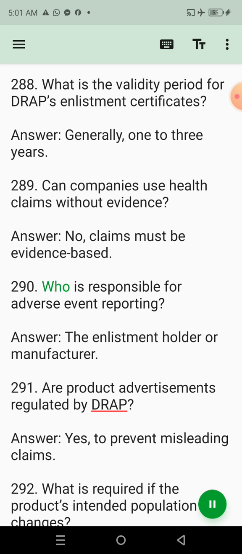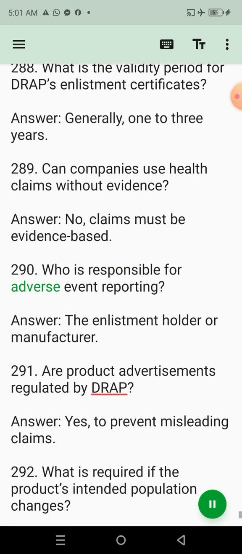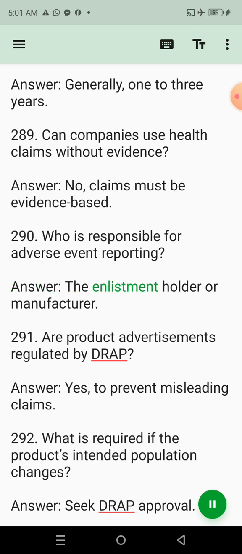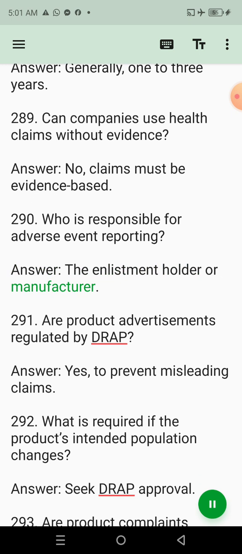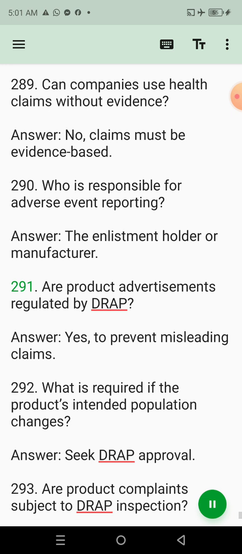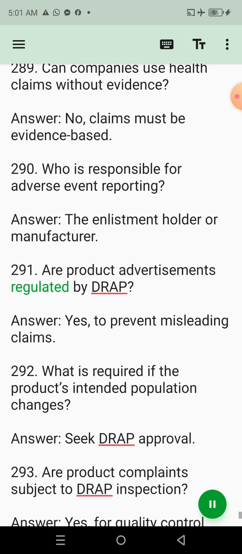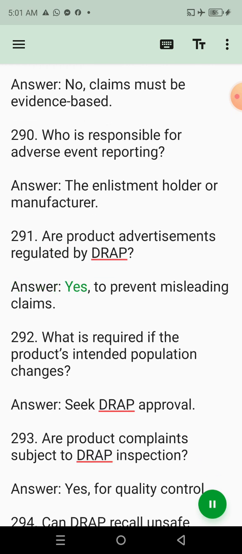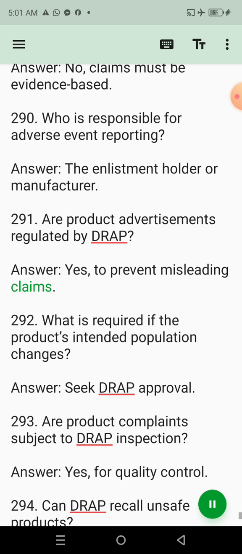290. Who is responsible for adverse event reporting? Answer: The enlistment holder or manufacturer. 291. Are product advertisements regulated by DRAP? Answer: Yes, to prevent misleading claims.